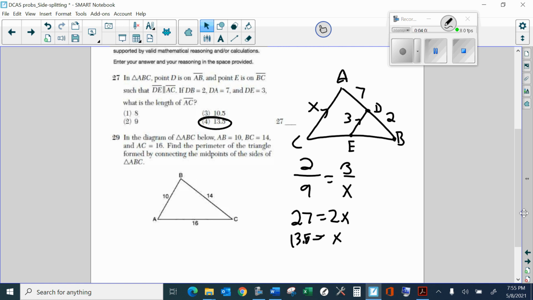In the diagram below, they have these lengths on here. Find the perimeter of the triangle formed by connecting the midpoints. Okay, obviously, it's the midpoint, 7 and 7. Midpoint here would be 8 and 8. Midpoint here would be 5 and 5.